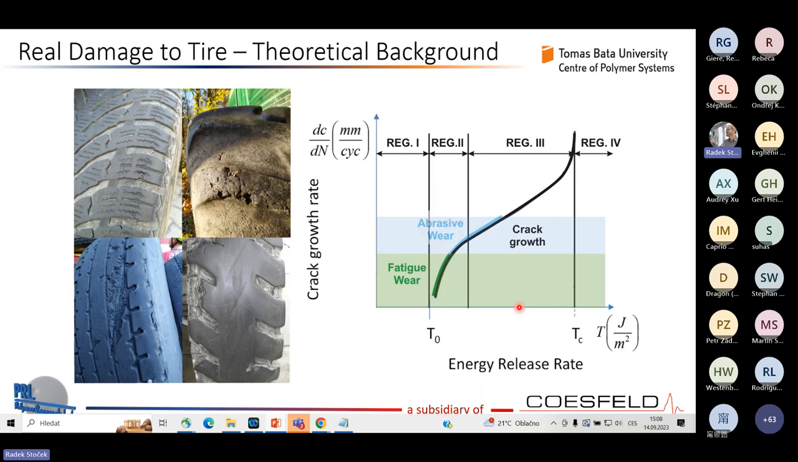So therefore, the abrasive wear is somewhere here, approximately. And then there is cutting wear or cut and chip wear. And this is here. Here we can really overlap the complete diagram with the wear phenomenon. That everything happened. And what we need to understand is that, of course, fatigue wear proceeds with a lower tearing energy compared to TC and so on. That's very, very logical.